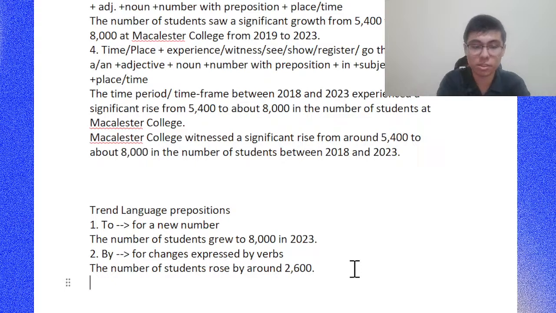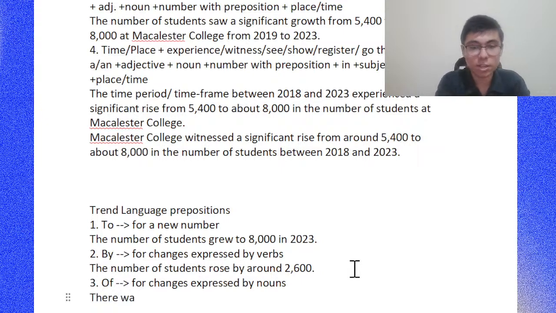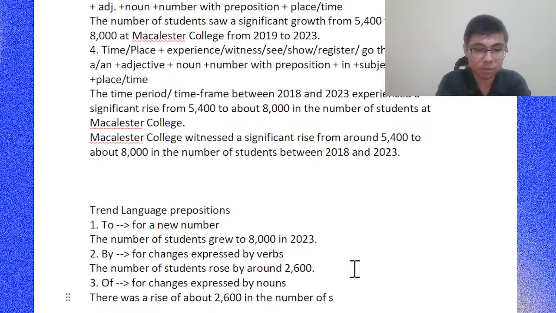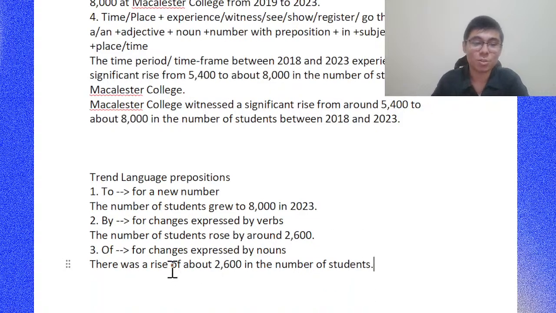And there's another one. The third one is of, and it is used for changes expressed by nouns. I'm going to give you an example for that as well. There was a rise of about 2,600 in the number of students. As you can see, we are using of to describe a change expressed by nouns. Here we have a noun, which is a rise.